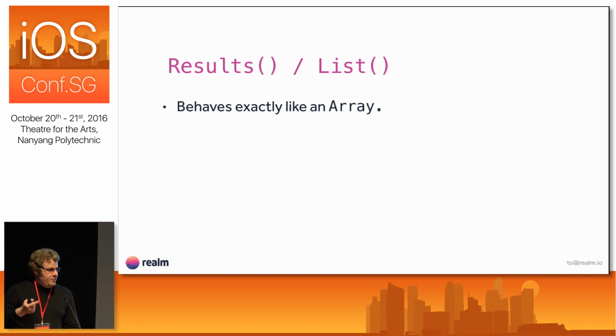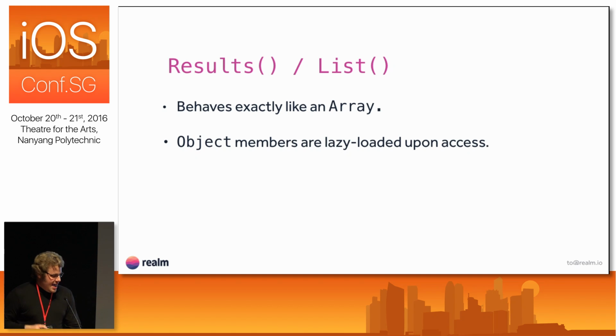So when you do one of those objects calls, what you get is called a Realm results object, and they behave exactly like an array. So there's nothing crazy there. You can iterate through them like an array. You can pull objects out like an array. And when you pull an object out, that is when it gets loaded. So you can have a giant results object with thousands of objects, but if you only touch the first one, only the first one gets touched. So it's very efficient in the way it uses memory.